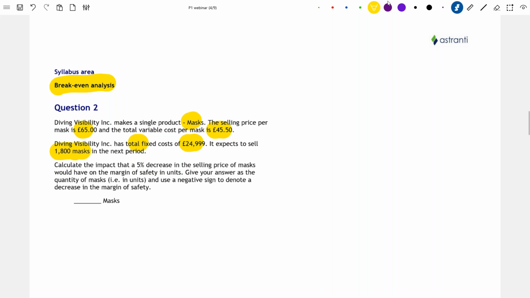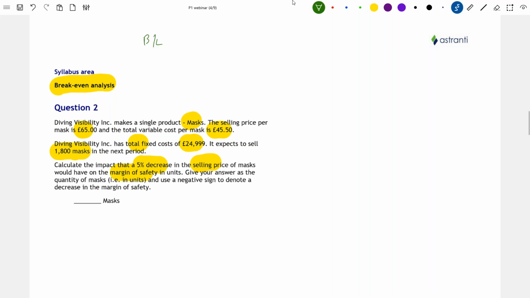Now, what we're being asked to do is calculate the impact that a 5% decrease in the selling price of the masks would have on the margin of safety in units. And then we need to give our answer in terms of units. So a lot of different concepts going on here. First of all, the concept of the break-even point, and then the concept of the margin of safety.